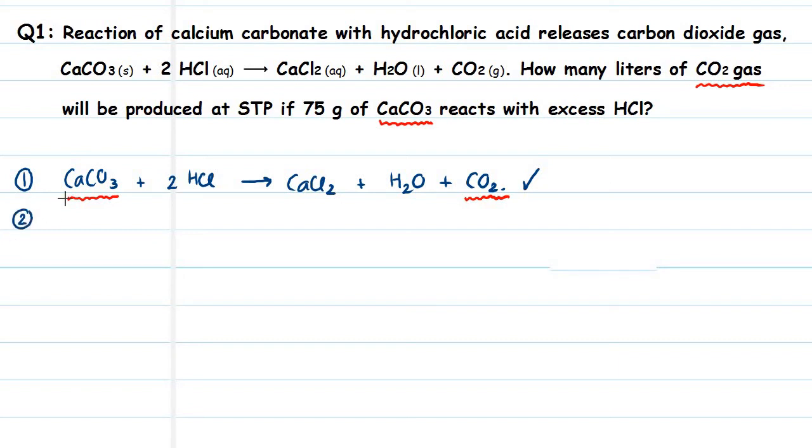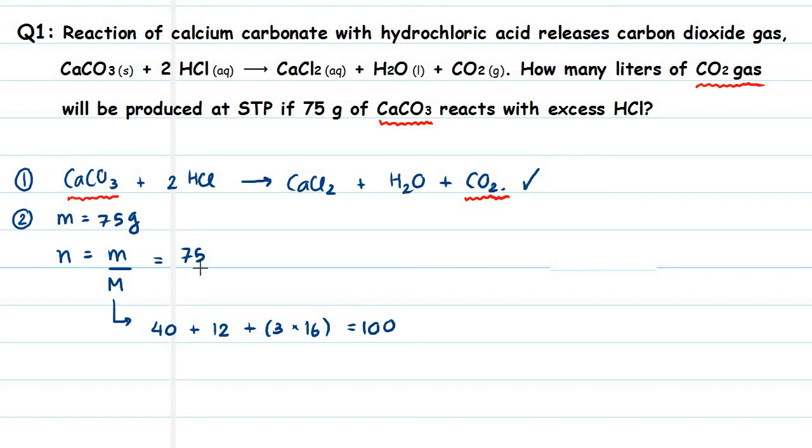For calcium carbonate, they give us the mass, which is 75 grams. In order to convert it to moles, we can use n equals mass over molecular weight. The mass is 75, and the molecular weight is, for calcium 40, for carbon 12, and for oxygen 3 times 16. So that's going to give us 100. So it's 75 over 100, where the numerator is in grams and the denominator is in grams per mole. So we're going to get 0.75 mole for calcium carbonate.